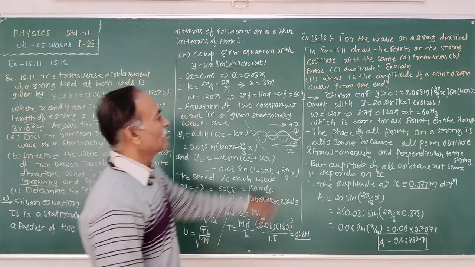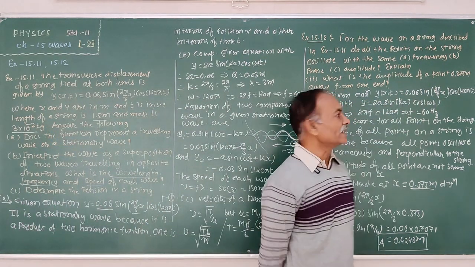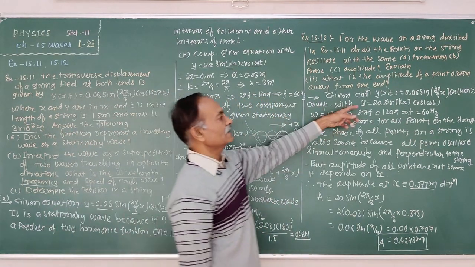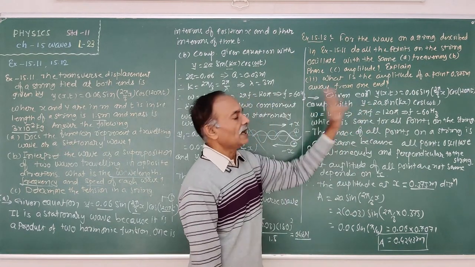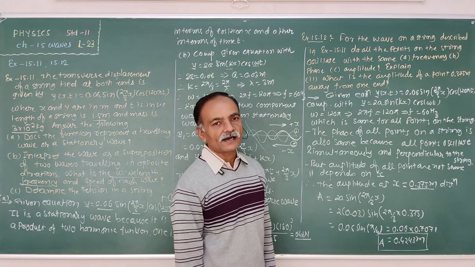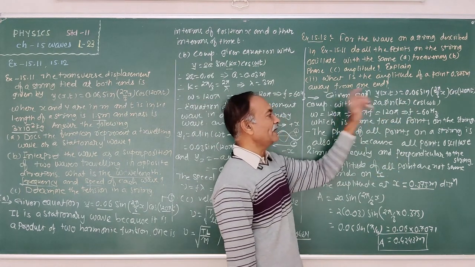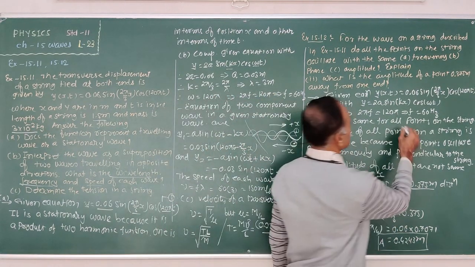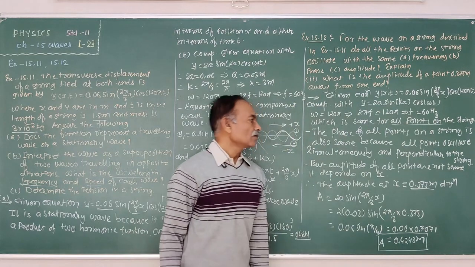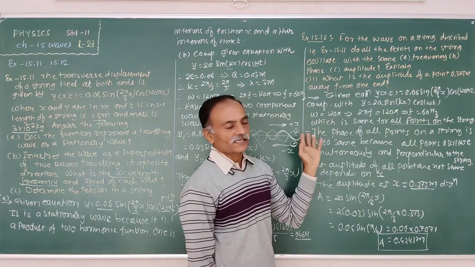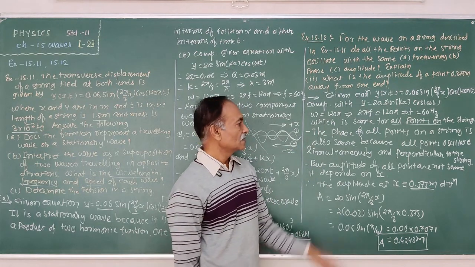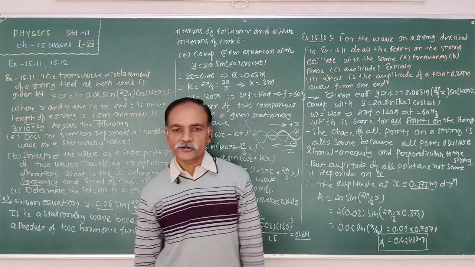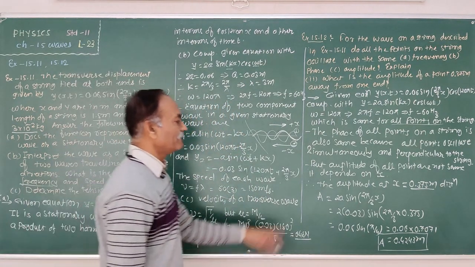Again, the given equation y(x,t) is equal to 0.06 sine (2 pi by 3 x) and cos 120 pi t. Compare this given equation with the standard equation of the stationary wave, y is equal to 2a sine kx into cos omega t. Therefore, omega is equal to 120 pi, thus the frequency is 60 Hz, which is the same for all points on a string. Now, the phase of all points on a string is also the same, because all points oscillate simultaneously and perpendicular to the string. But the amplitude of all points is not the same because it depends on x.